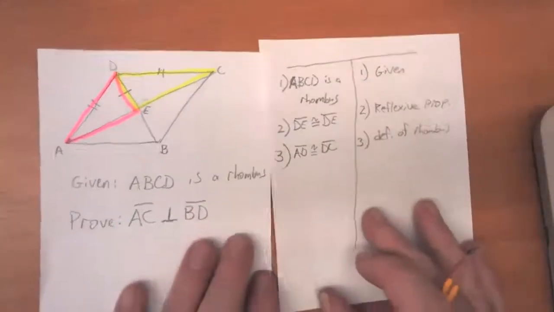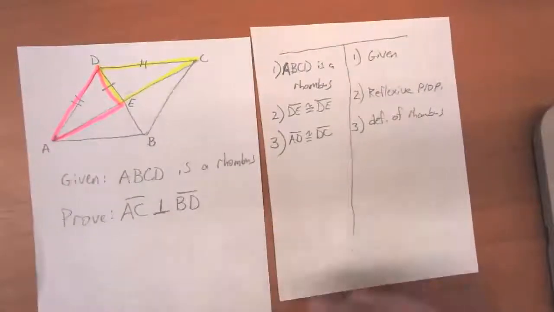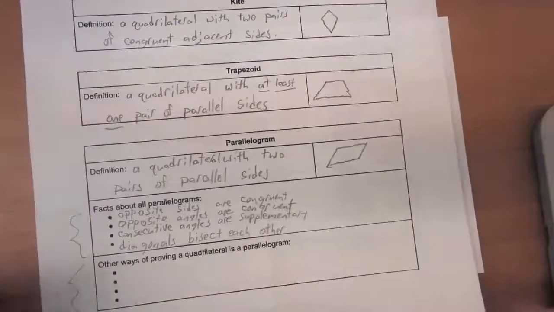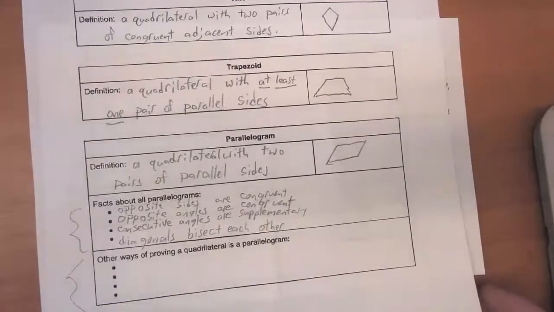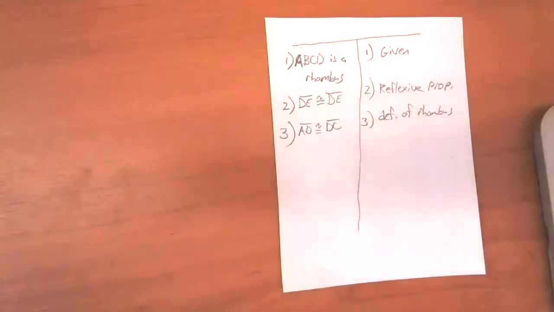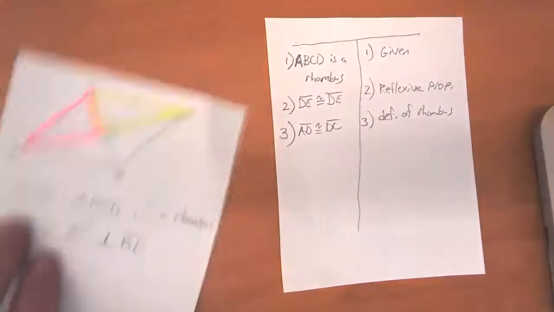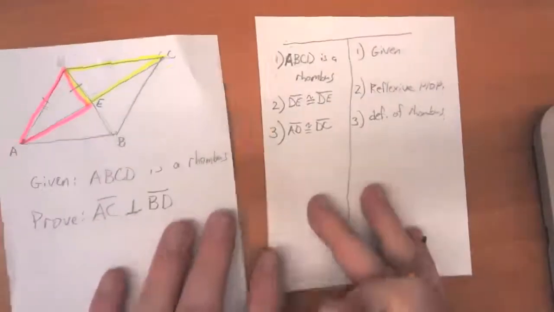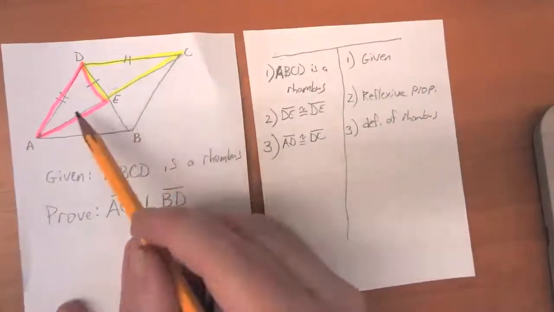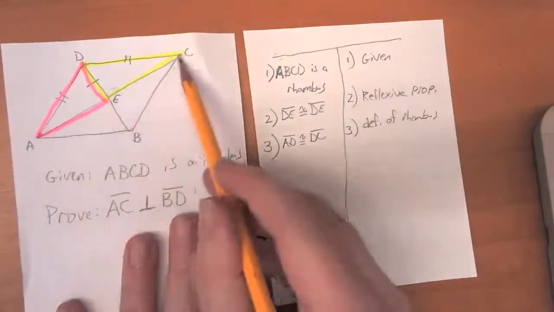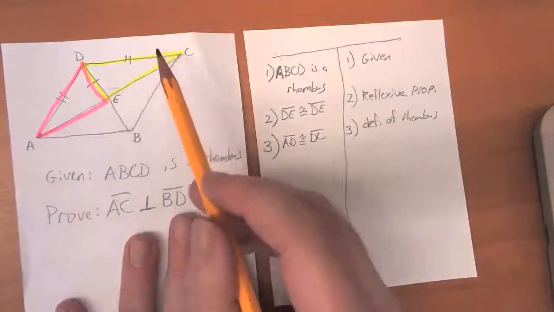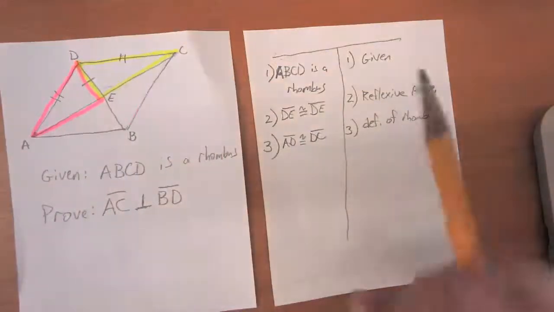Okay, and for the third piece of information, as a hint, you want to look at all of the facts of parallelograms. One of these facts is going to help us define the third piece of evidence. For this, we're going to recognize that these two sides right here are part of the diagonal of this rhombus, which is a parallelogram, and we know the diagonals bisect each other.